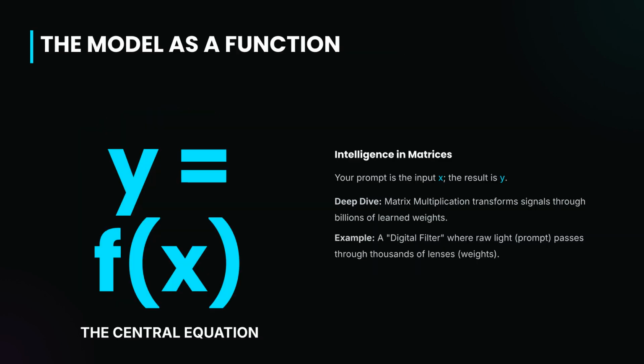The model acts as a function, where y equals f of x. Your prompt is the input x, and the result is y. This intelligence is found in matrices. Matrix multiplication transforms signals through billions of learned weights, acting like a digital filter where raw light, or the prompt, passes through thousands of lenses or weights.